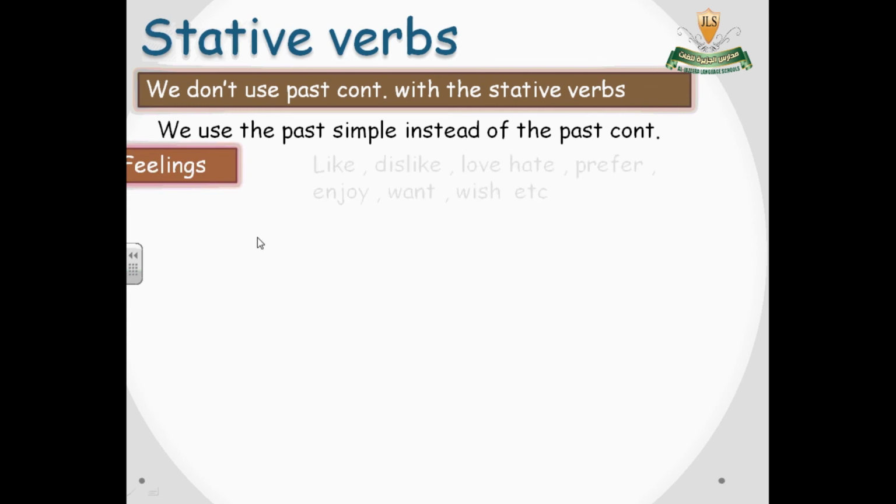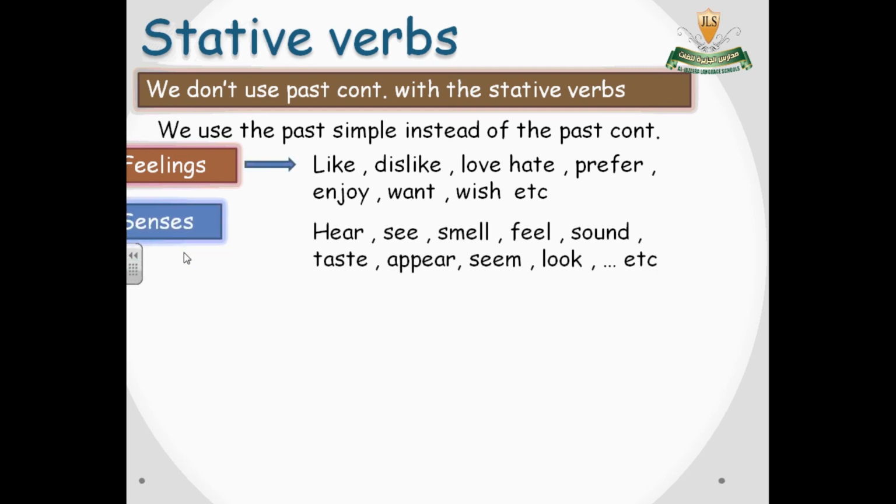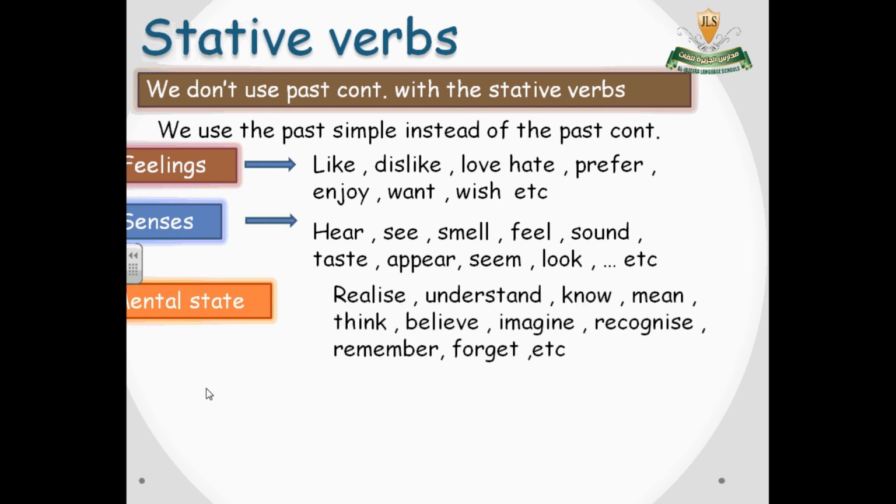It comes with feelings, and also with senses and mental state. Feelings like, dislike, love, hate, prefer, enjoy, want, wish, etc. Senses like hear, see, smell, feel, sound, taste, appear, seem, look, etc. And mental state like realize, understand, know, mean, think, believe, imagine, recognize, remember, forget, etc. This one you have to study by heart.